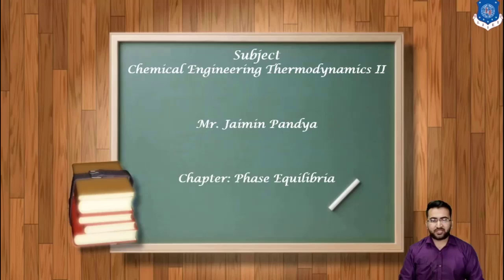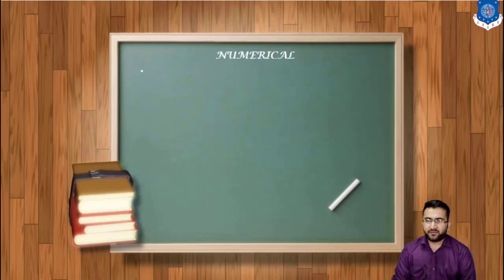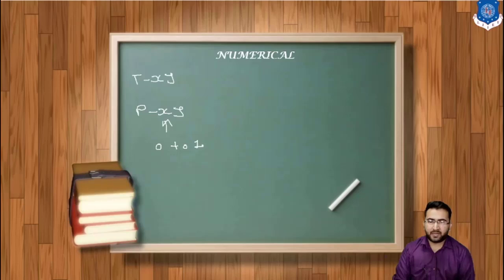So let's continue with chapter number 1, which is phase equilibria. In this lecture, we are going to calculate various numericals based on the TXY diagram. In previous lectures, we calculated various numericals based on the PXY diagram, in which we assumed values of x from 0 to 1 and then calculated the total pressure using the bubble point equation. This total pressure is used in Raoult's law to calculate the value of y1.